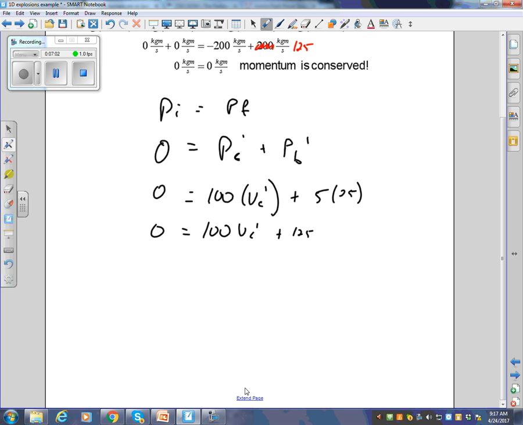Why is it equal to 0? Because the whole thing's at rest to begin with, right? So this is going to be minus 125 is equal to 100 VC prime, which means that the velocity of the cannon prime is going to be minus 125 divided by 100, or minus 1.25 meters per second. I'll pause.